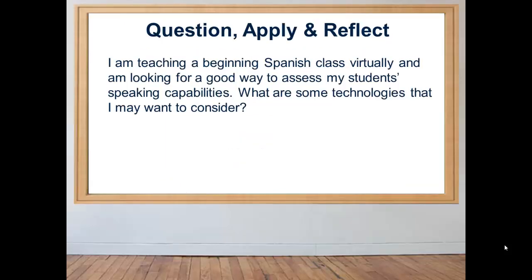So I have a question for you. I'm a teacher and I'm beginning to teach a Spanish class to new students to Spanish in a virtual setting. Now I'm looking for ways to assess my students' speaking capabilities. I need to make sure that they have the oral skills necessary to be successful in Spanish. So what are some technologies that I might want to consider?